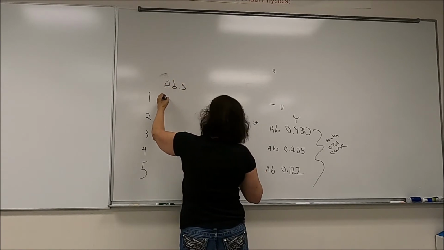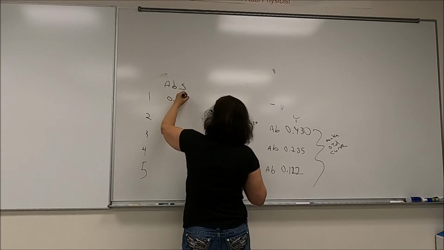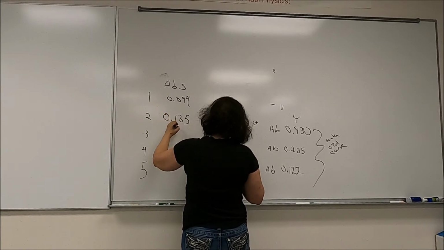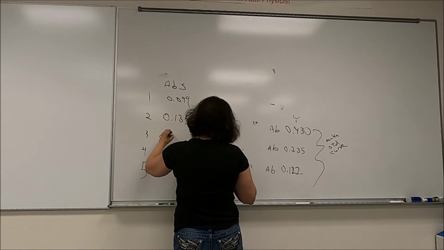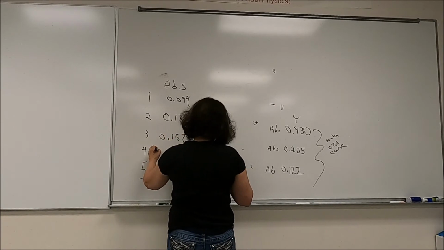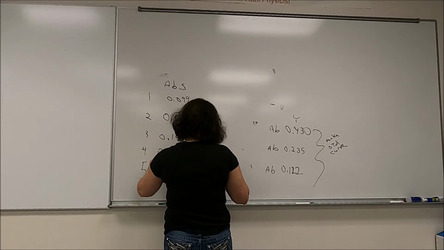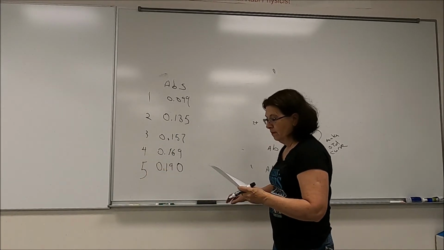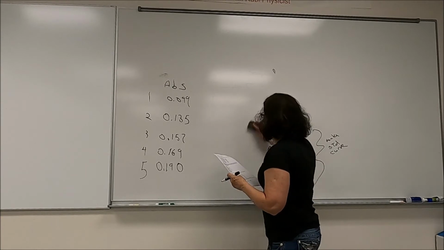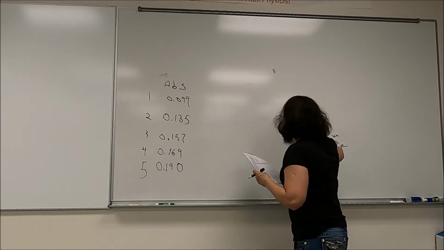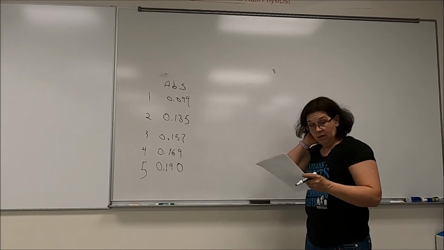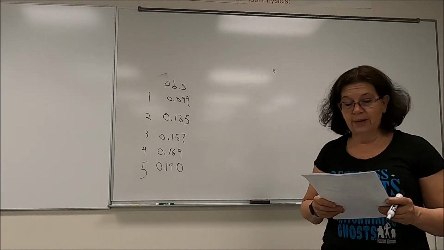The absorbance in beaker 1 was 0.099. For 2, it was 0.135. For 3, it was 0.157. For 4, 0.169. For 5, 0.190. Okay, so get those on your data sheet.